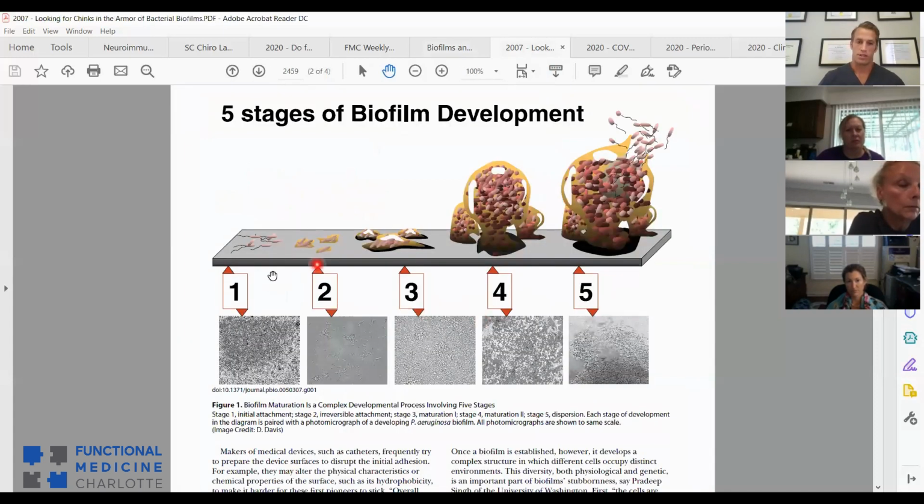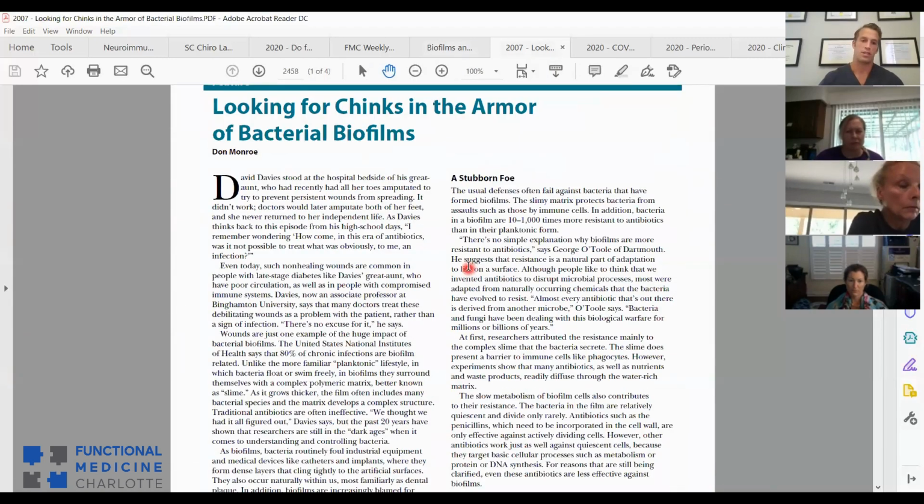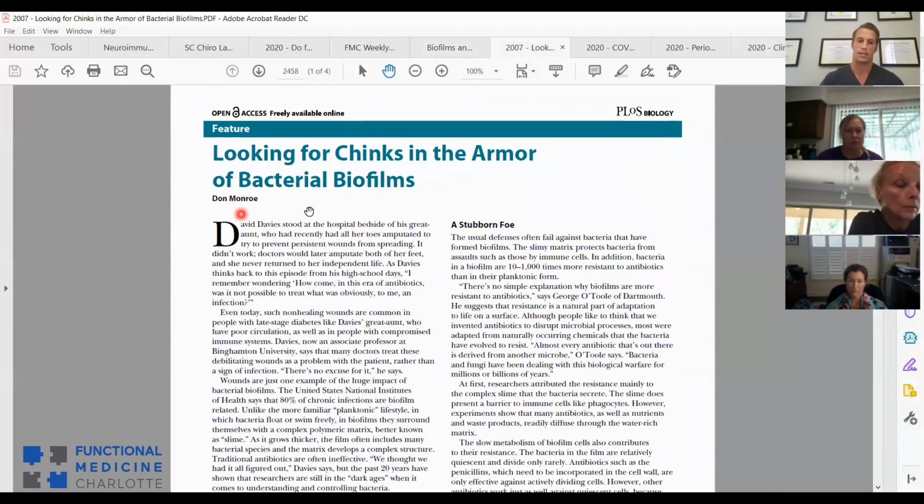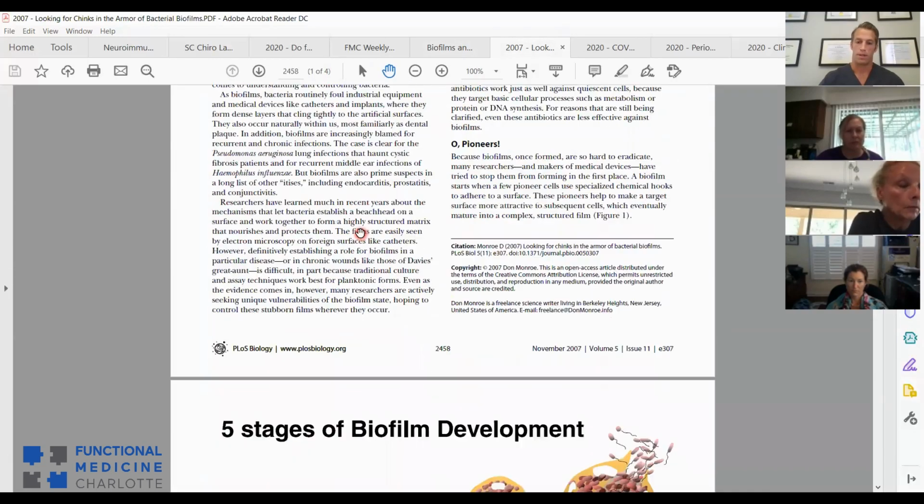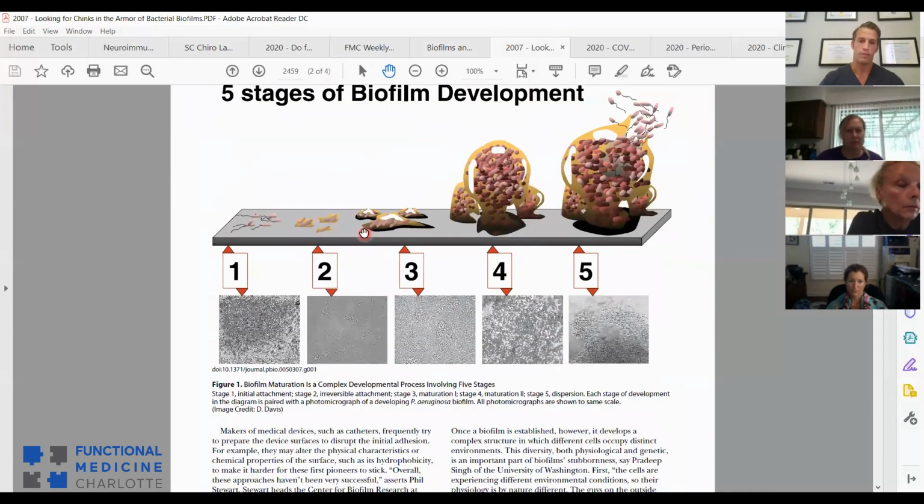This study shows us the 5 stages of development for biofilms, and this study is called Looking for Chinks in the Armor of Bacterial Biofilms from 2007. And basically there's 5 stages. You have the planktonic form, right? A few friends get together and they just attach to a surface. When they reach stage 2, that's irreversible attachment. So you can see it's not just a group of people hanging out. Now it's a group of people hanging out and they're starting their igloos.